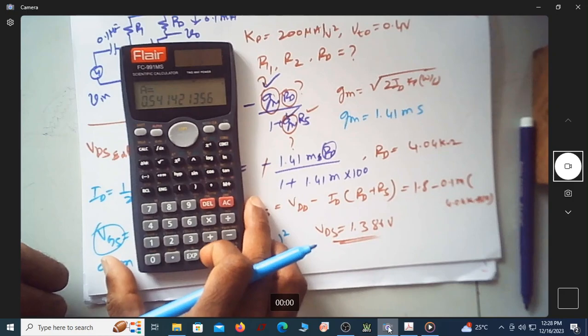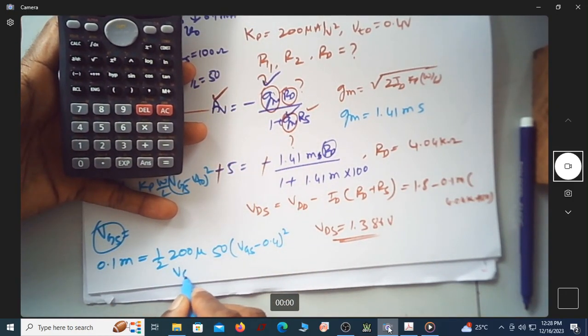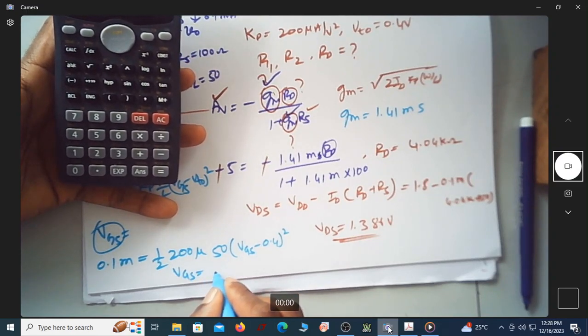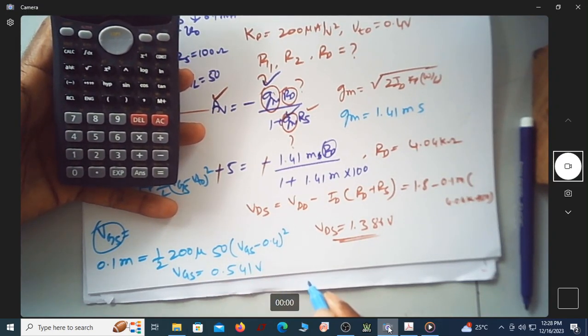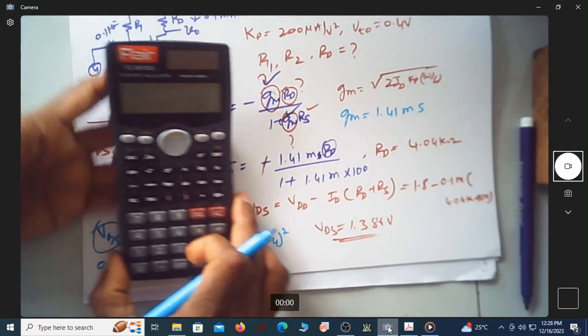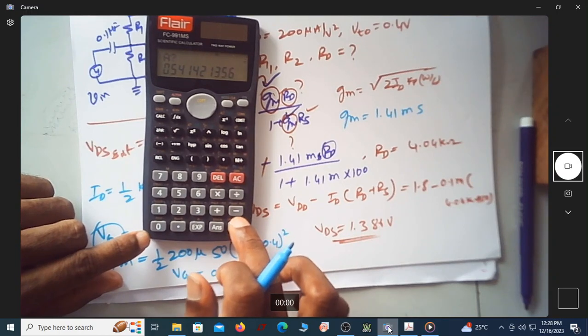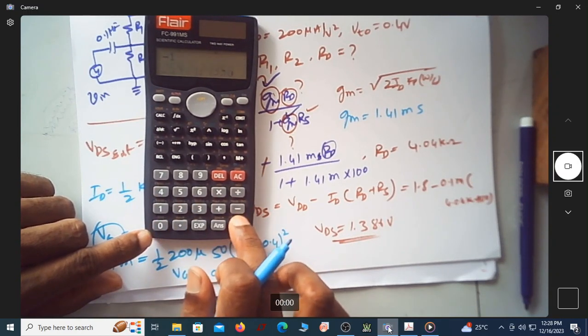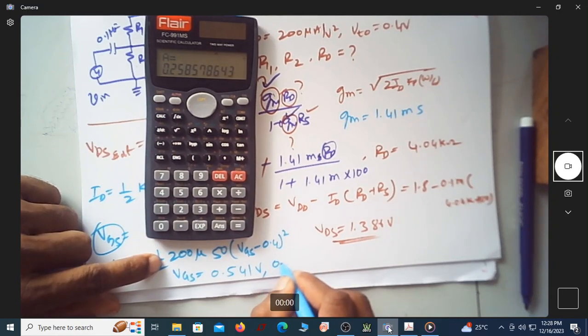So I'll get the value, one of the possible values, VGS is equal to 0.541 volt. This is one of the possible values. Let me find the other possible value. Let me say equals some minus 1 equals, and then shift calculate. I'll get the other value as 0.258.